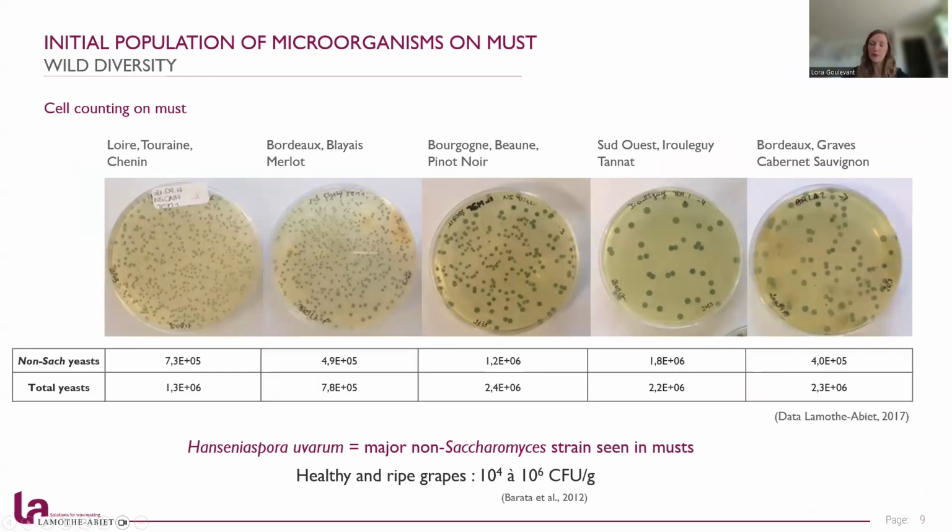So here we wanted to observe the population of microorganisms on must. We did the analysis of 5 different terroirs, 5 different areas, on 5 different grape varieties. We did the cell counting on must just after pressing of different grape varieties. So we have Chenin, Merlot, Pinot Noir, Tannat, and Cabernet Sauvignon. And you see that the population of non-Saccharomyces yeast is huge, the same as compared to the total yeast. So mainly we can find on grapes and on must a lot of non-Saccharomyces yeast, and Hanseniaspora uvarum is the main non-Saccharomyces yeast you see on the must.